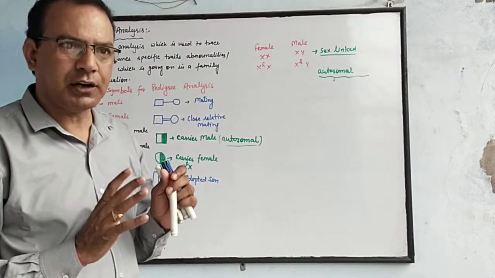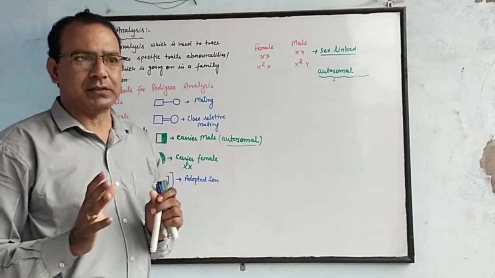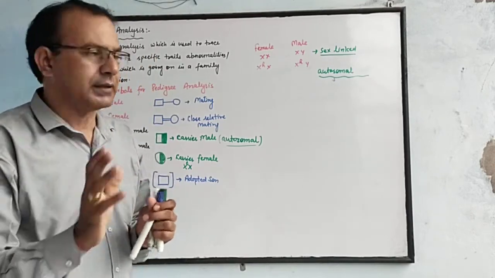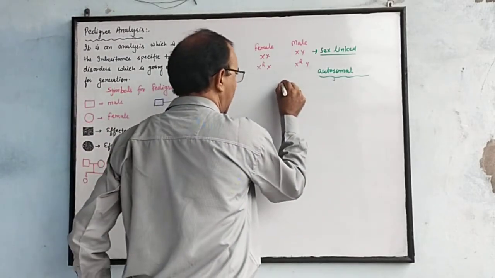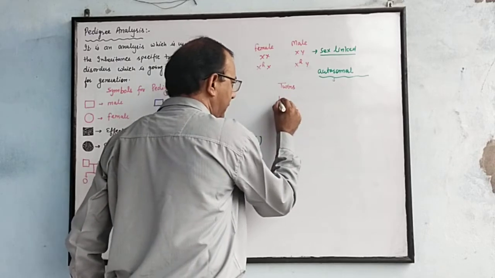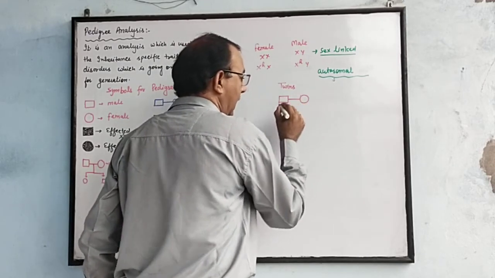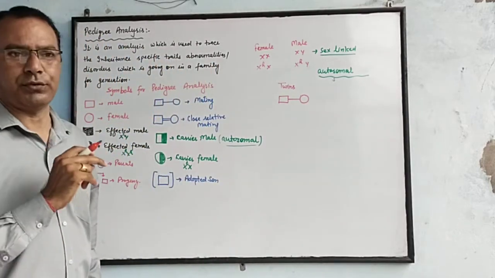If the progeny are produced as twins, we know that there are two types of twins. One is identical twins, known as monozygotic twins, and the other is fraternal twins, that is dizygotic twins. Twins, how can we represent the twins? Twins from a male and female. A male mating with a female, and twins.